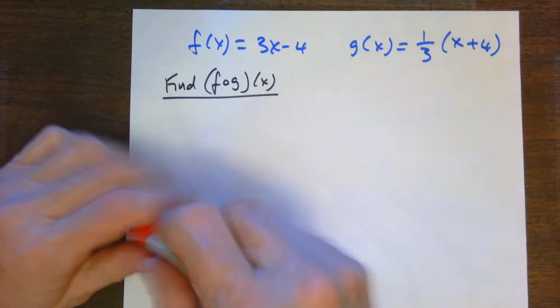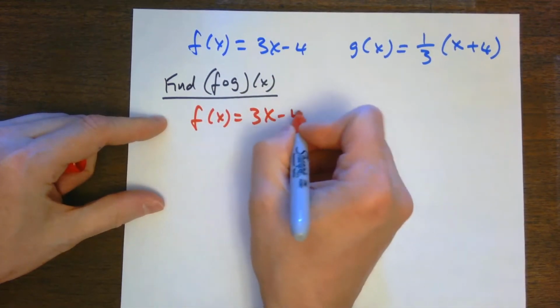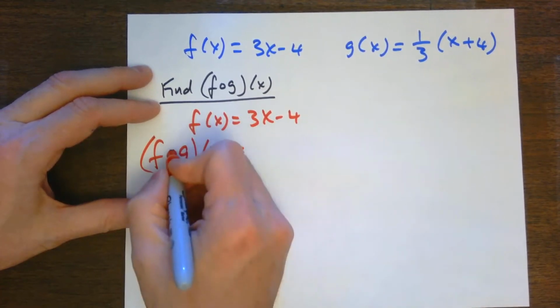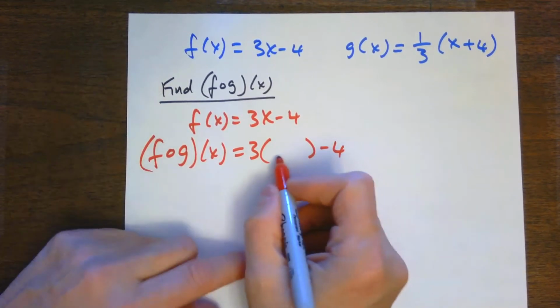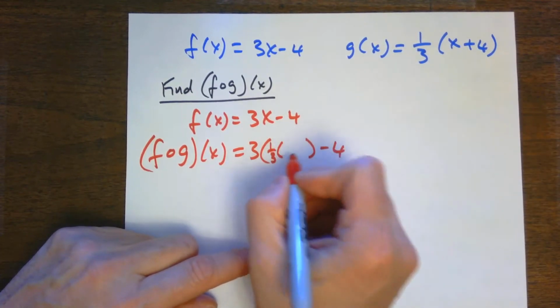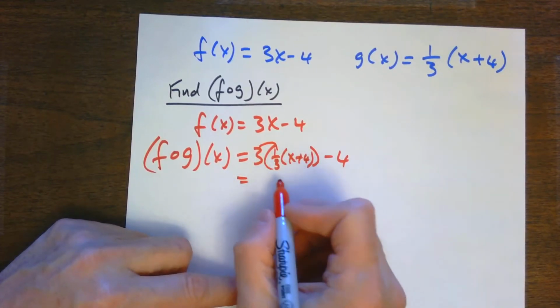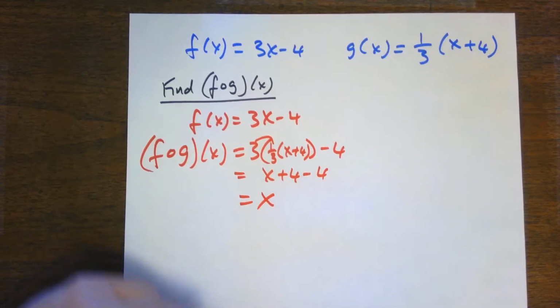So start with f of x, which is 3x minus 4. And then f of g of x. So now I'm going to substitute g of x in there. 3 times 1/3 of x plus 4, minus 4. Simplify this, distribute the 3, and that's just going to be 1x plus 4 minus 4. Oh gosh, look at that. Everything seemed to cancel except for just the x. I get just x alone by itself.